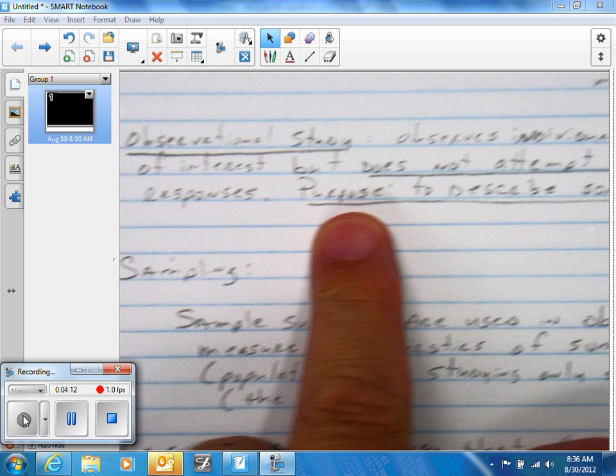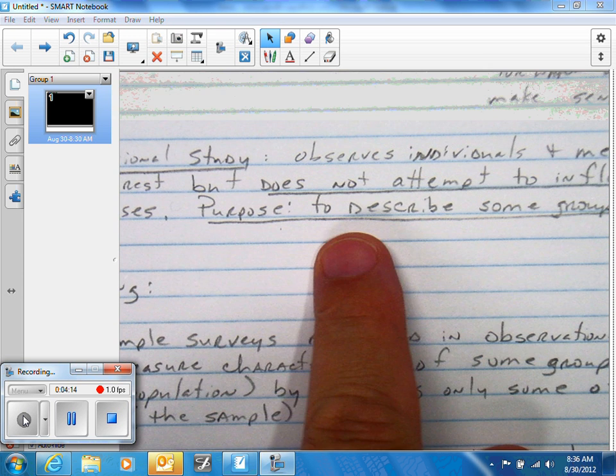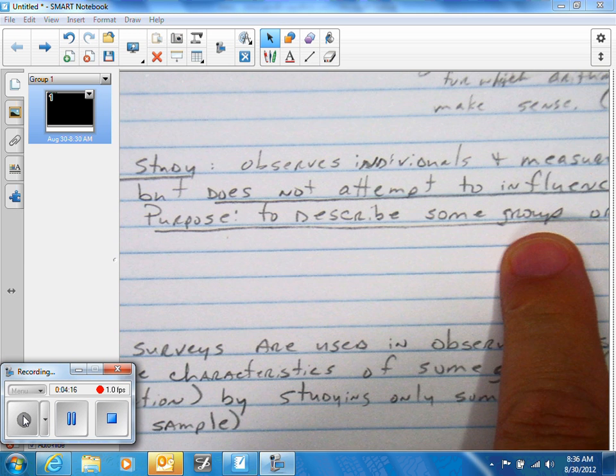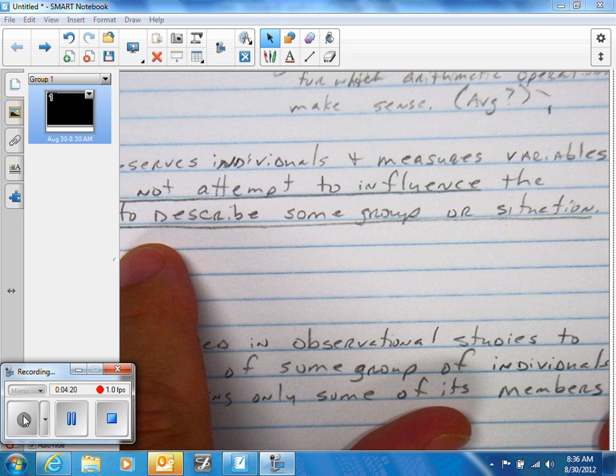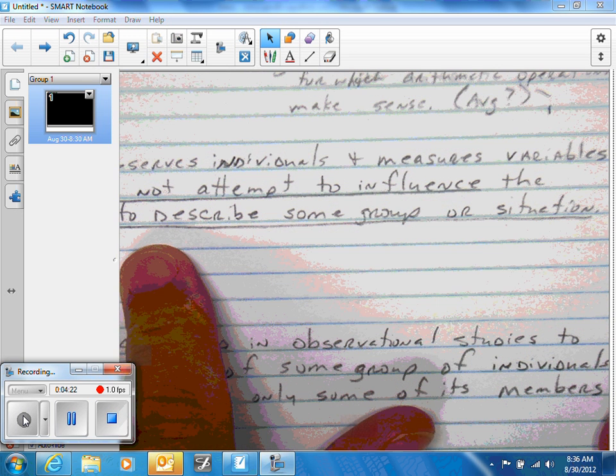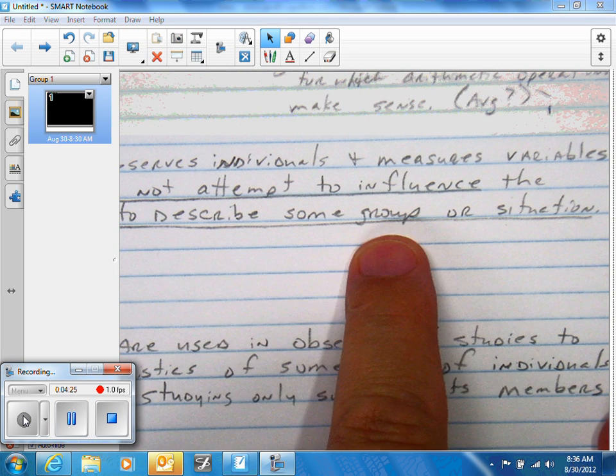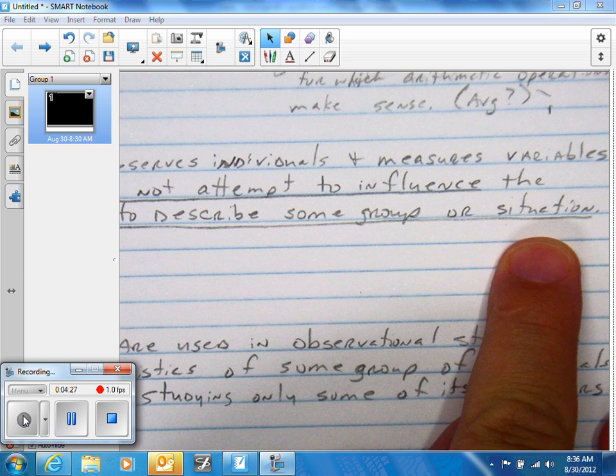The purpose of an observational study is to describe some group or situation.